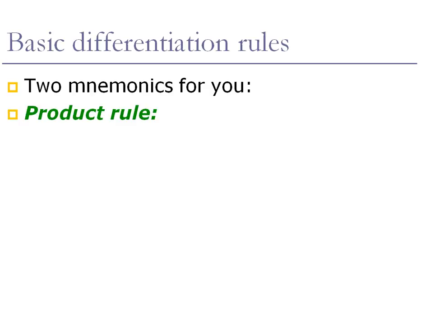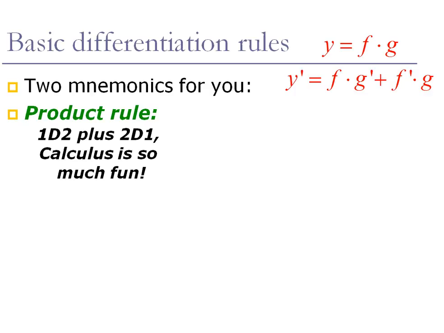Alright, so for the product rule, there are two mnemonics actually that you can use. Remember, the product rule says if your function is a product of two pieces, the derivative looks like that, fg prime plus f prime g. And a little jingle that goes with that, and it says 1d2 plus 2d1, calculus is so much fun. And the rhyme works. Okay, so you do the first function times the derivative of the second plus the second function times the derivative of the first, and that's what you get.